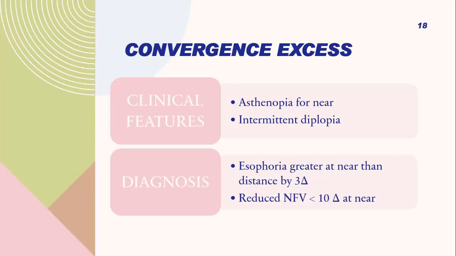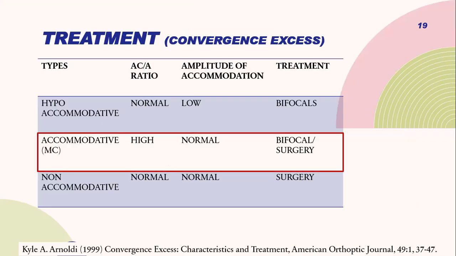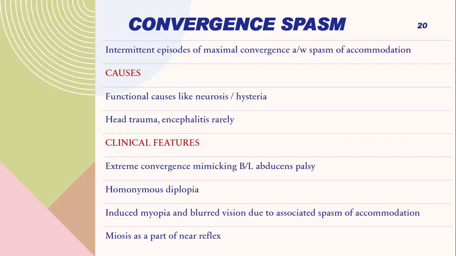The other extreme is the convergence excess. Here also patients will complain of asthenopia, which is more for near, and there will be intermittent doubling of images. And on examination, there will be esophoria, which is greater for near, and there is a reduced negative fusional vergence. So the more common type that we see is the accommodative convergence excess. So there will be a high AC by A ratio, and for the treatment we can give bifocal glasses, and if there is no response, we can plan for a surgical treatment.